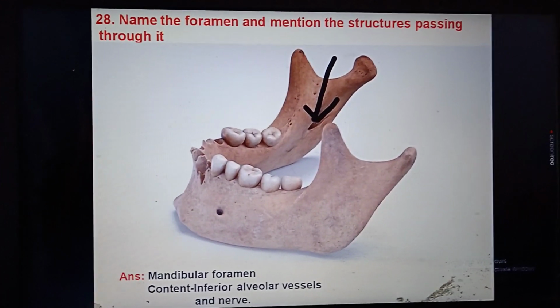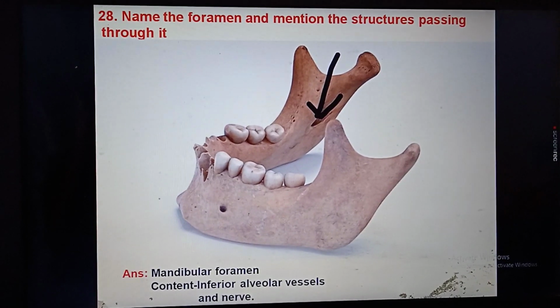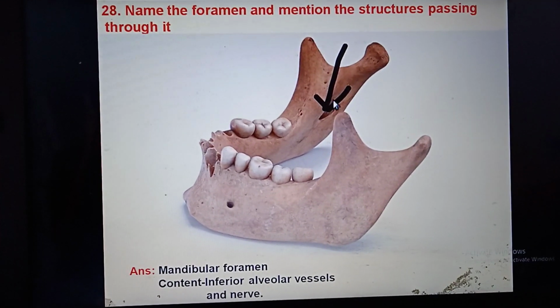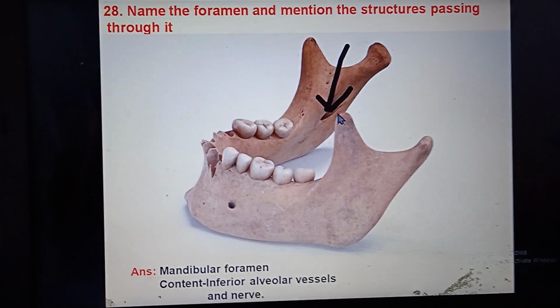Name the foramen and mention the structure passing through it. This is the mandibular foramen, and it gives passage to the inferior alveolar vessels and nerve.